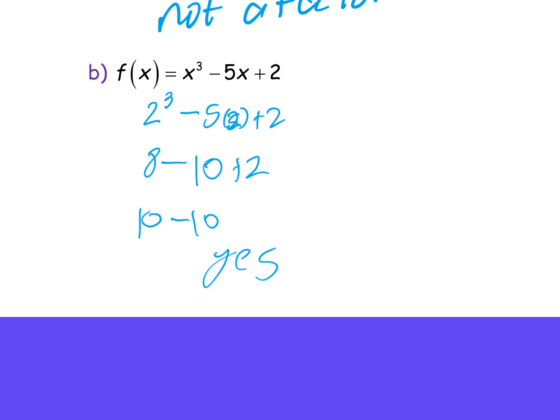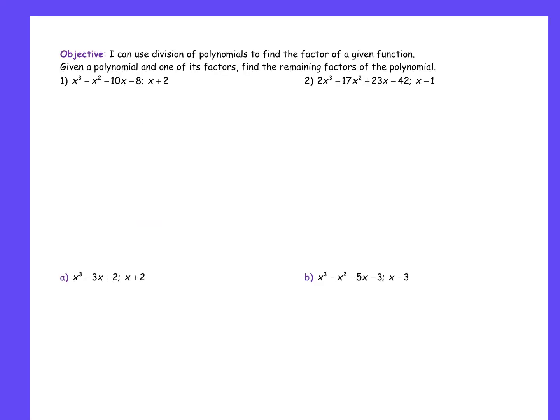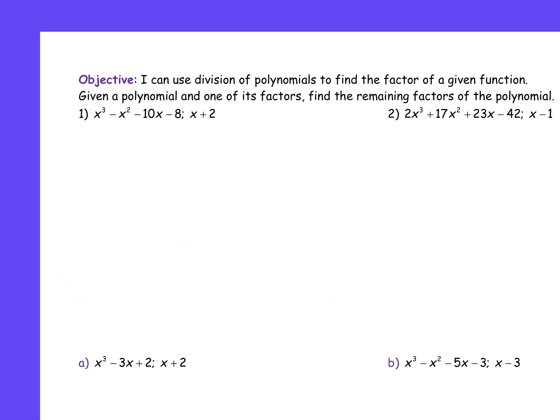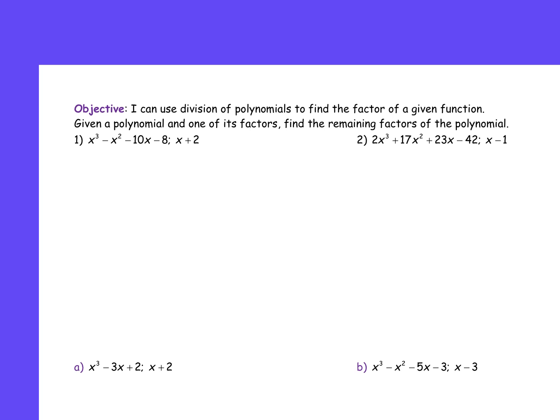Not too bad. Remainder theorem. Awesome. Okay, so the last thing that we're going to talk about is given a polynomial and one of its factors. So we already know it's a factor. It tells me it's a factor. So x plus 2 is a factor. Find the remaining factors of the polynomial. So we want to find all of the rest of the factors.